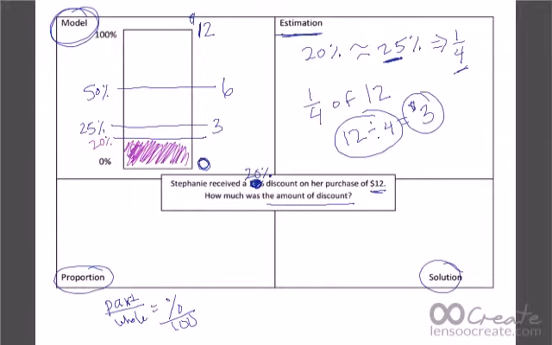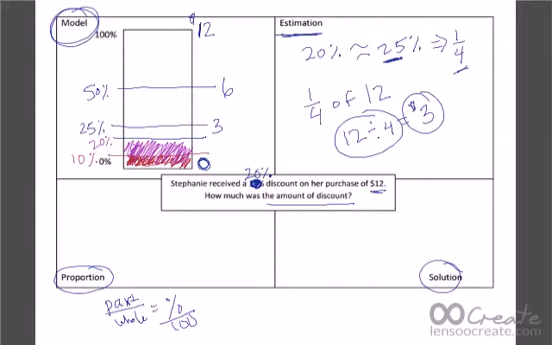Okay, this is what I want. All right, let's think about this. I know 25% is $3, and I know 20% is a little bit less than that, so it's going to be less than $3. Well, what if we did 10%? Okay, 10%. It's 10% right here.